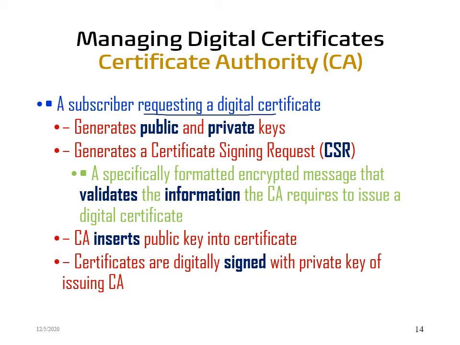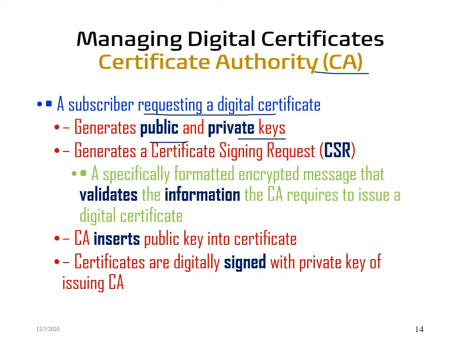A or B needs to request a digital certificate for the communication. So what will the CA do? The CA generates the public key and private key. In the previous case, A was generating the public key and private key, but here, with the help of the third-party agency, the CA is going to generate the public and private key.